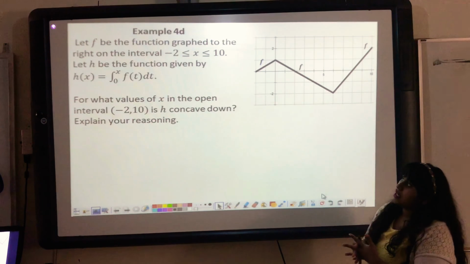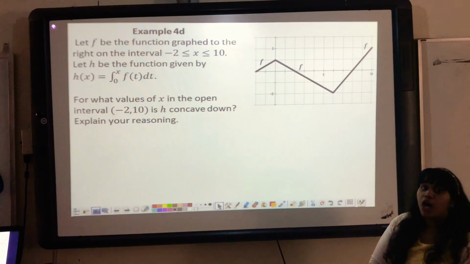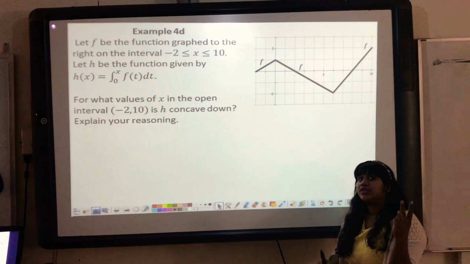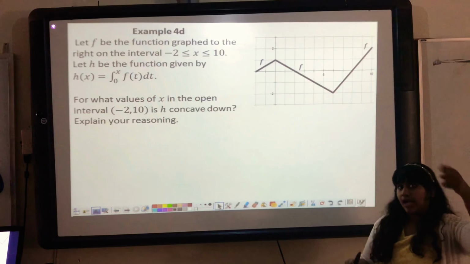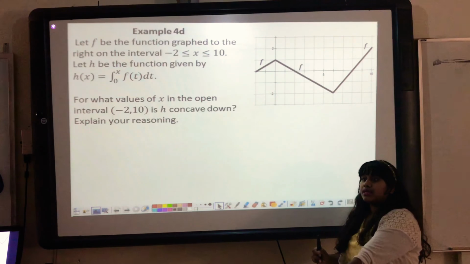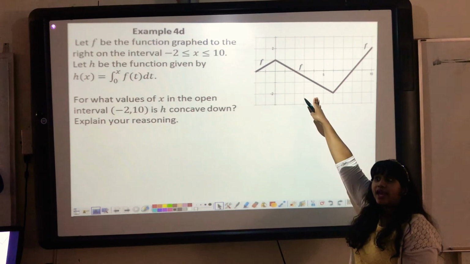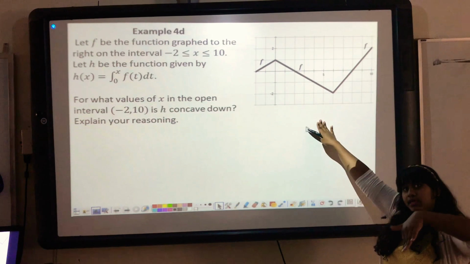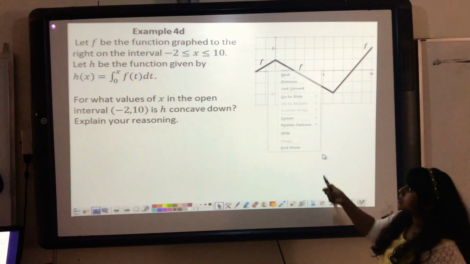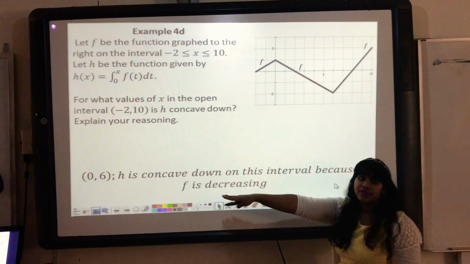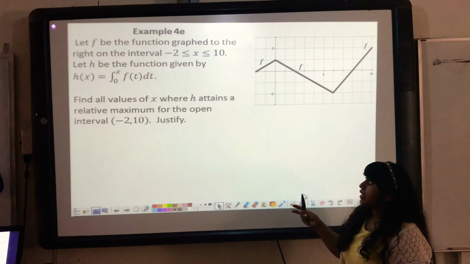All right, our next question says, for what values of x in the open interval negative 2 to 10, again, the entire graph, is h concave down? Again, we're looking at our second derivative test. So to determine concave down, f double prime, my second derivative, must be below the x-axis. But we aren't given the second derivative, we're given the first derivative. So what do we have to know? It just has to be decreasing. So where is it decreasing? Well, it's decreasing from 0 to 6. And so there we go, 0 to 6, here's our justification. h must be concave down on this interval because f is decreasing, okay?